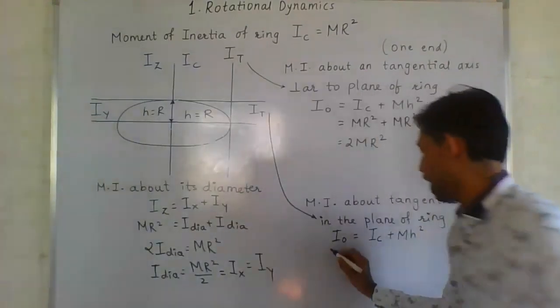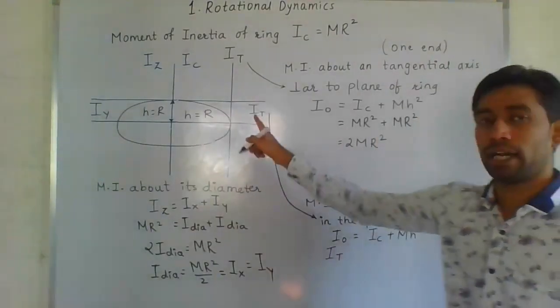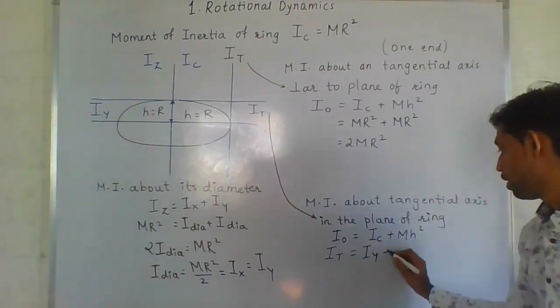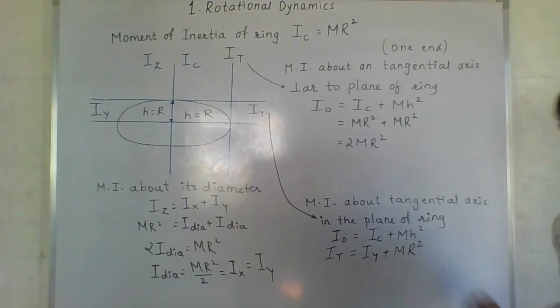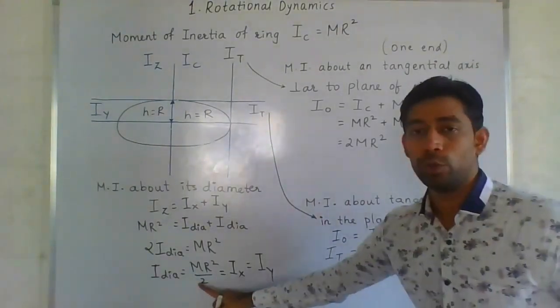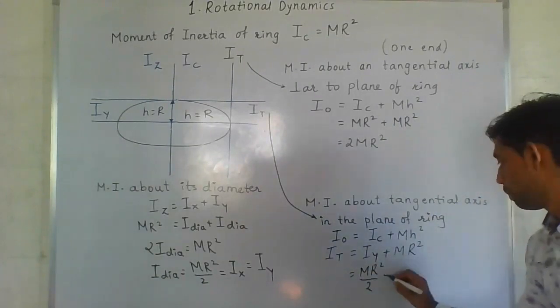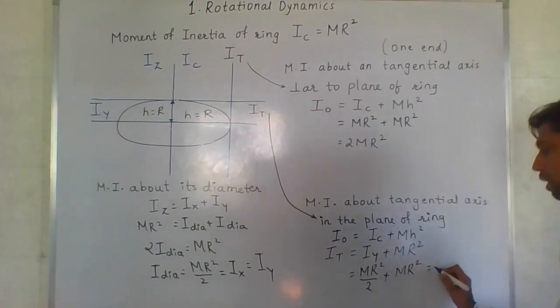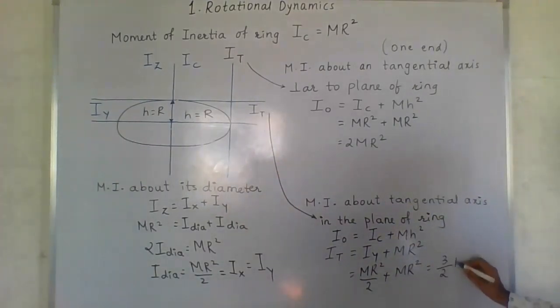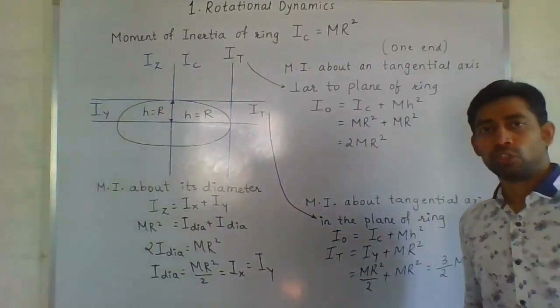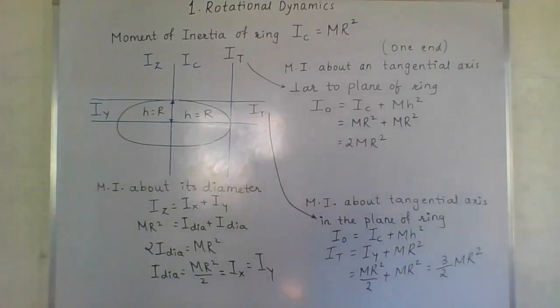Okay, so I will write I o actually आपका I tangential का काम कर रहा है. I c ये case में आपका I y का काम कर रहा है, plus m r square. Okay, I y value you know it is written m r square divided by 2 plus m r square. इसको solve करोगे तो you will get cross multiply करके 3 by 2 m r square. So this is how we complete one more object called ring and its moment of inertia about various axes.